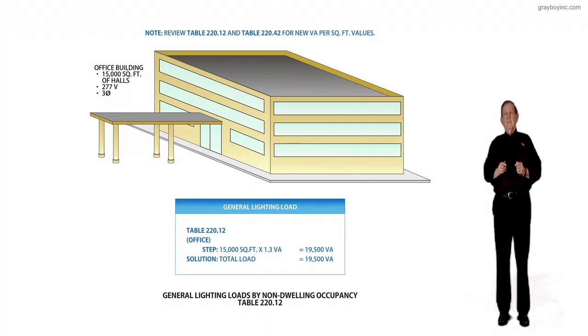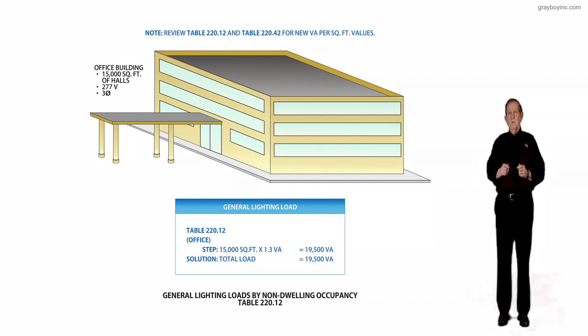This illustration deals with general lighting loads by non-dwelling occupancies in accordance with Table 220.12. Purpose of change: a revision has been accepted. A revision has been made to Table 220.12 based upon the revisions since the 1970s. These revisions have consisted of reducing the lighting loads in a few occupancies based upon technology enhancements over time.